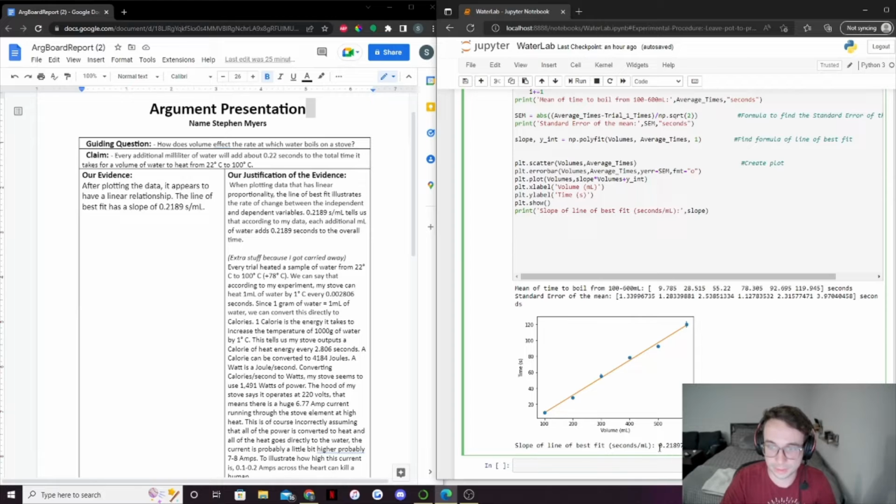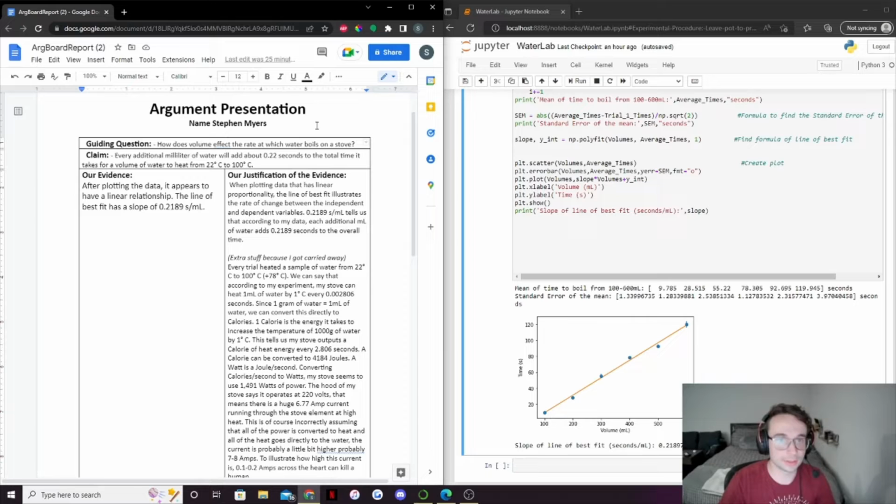And so the units there would be seconds per milliliter based on our graph. So basically, this seems to be telling us that there are 0.219 seconds for every milliliter of water that you add. You have to add that much more time to get it to boil, is what it seems like my data is saying. So whoa, over here to the argument board.